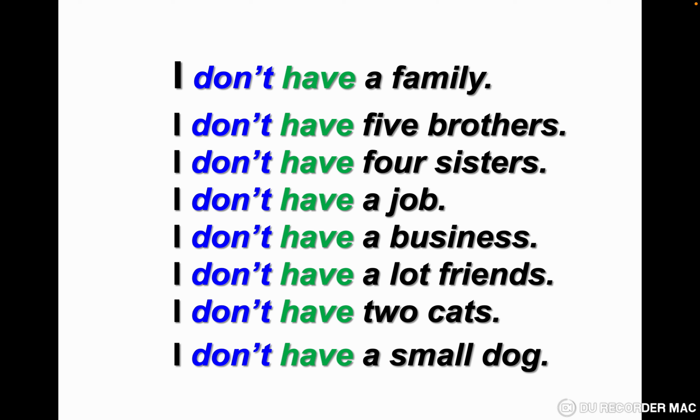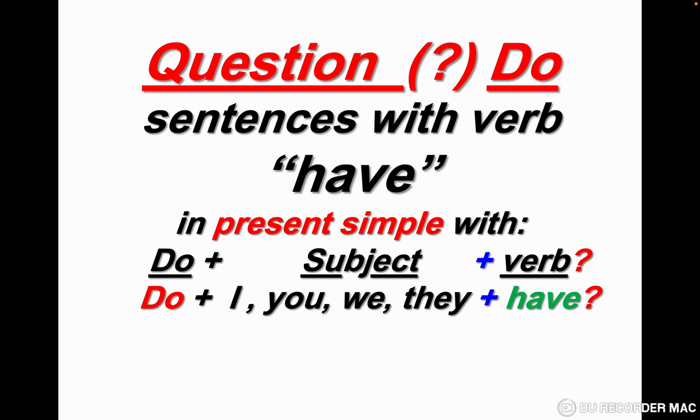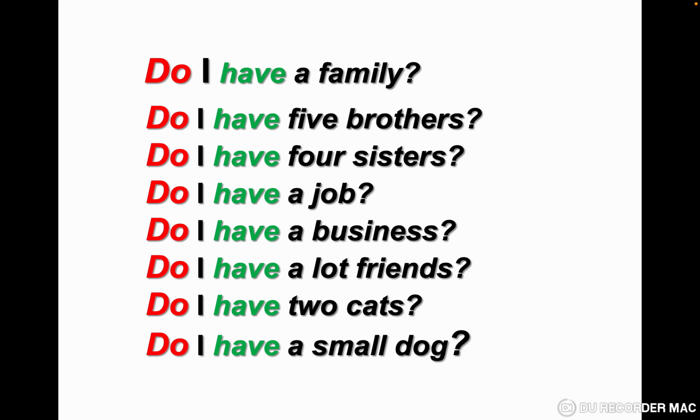Let's go to the question. We need to use the word do at the beginning of the question. Do I have a family? Do I have 5 brothers? Do I have 4 sisters? Do I have a job? Do I have a business? Do I have a lot of friends? So "of" is missing, a lot of friends. Do I have 2 cats? Do I have a small dog?